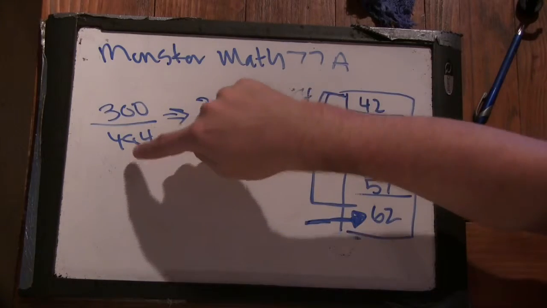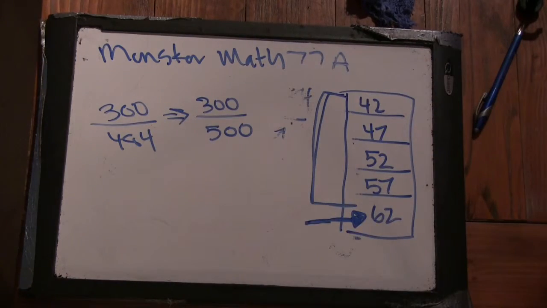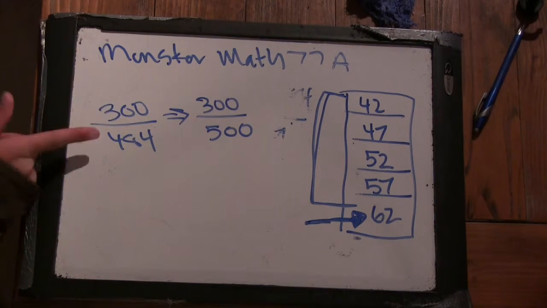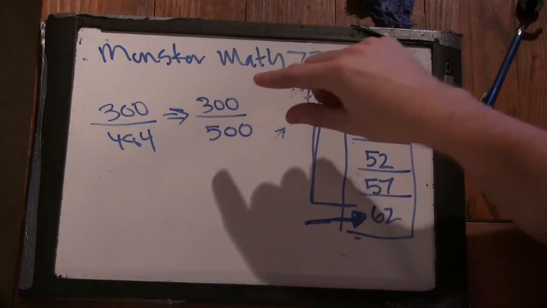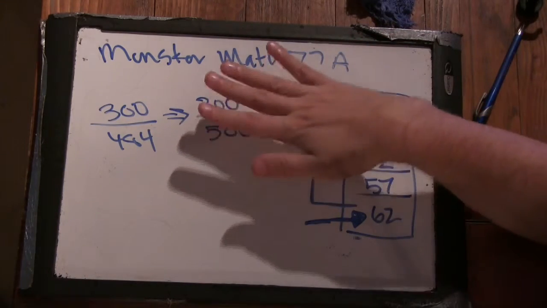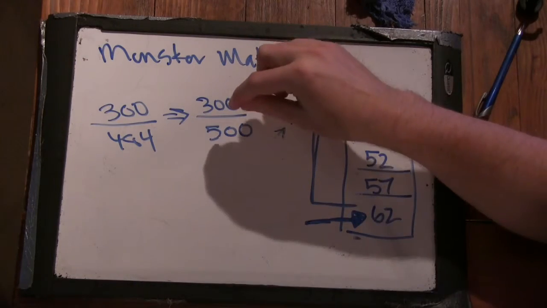Is 300 over 484 bigger than 300 over 500 or less than 300 over 500? It's bigger. Why? Because the denominator of this one is smaller. So we can see that right away by comparing it to a much easier number. We can see right away that this is bigger than 60%.